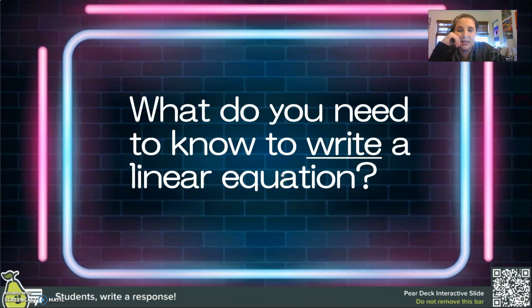So what do you need to know to write a linear equation? Well, to write a linear equation, we need the slope and we need the y-intercept, because slope is m and the y-intercept is b. x and y, we don't need to put anything in there because that's our input and output.